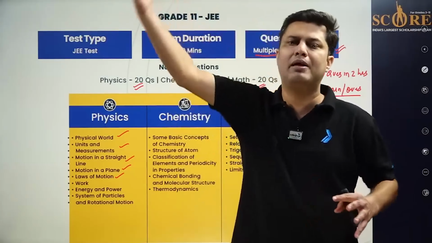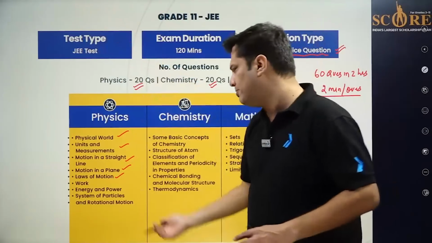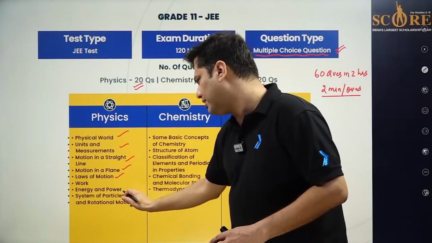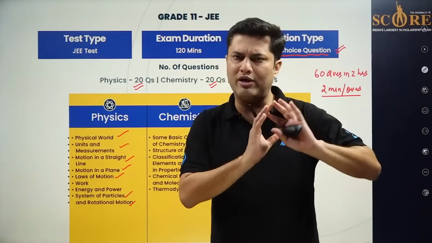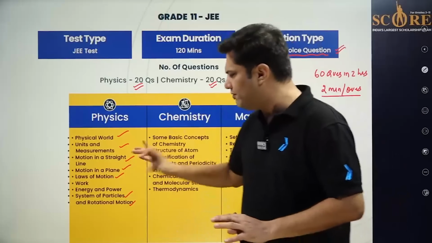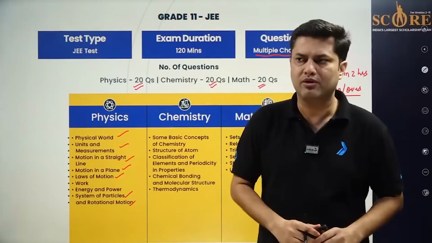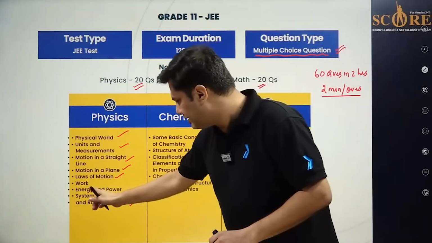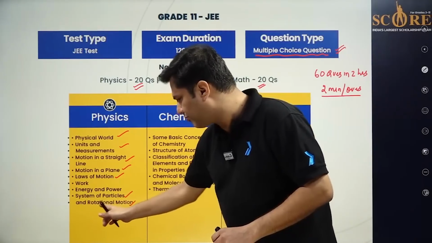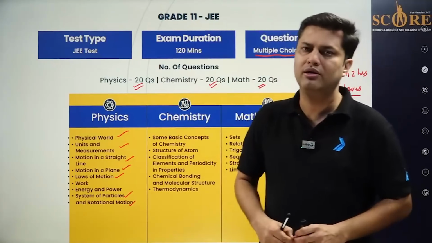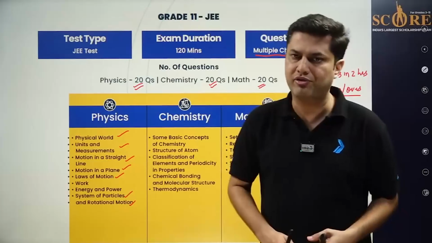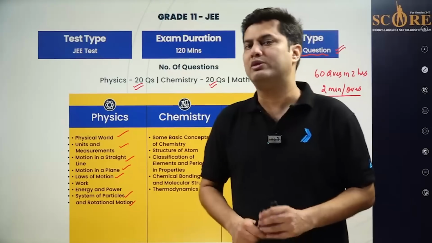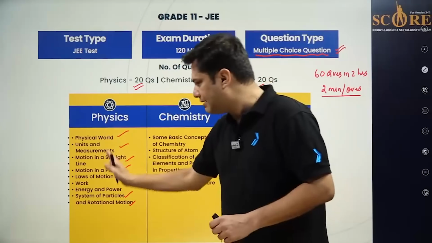By the time the paper arrives in September, I think you will be covering work, energy and power, and system of particles and rotation. In school also, coaching also, everywhere, I think we will finish these chapters. Work, energy, power, system of particles, rotational motion will be covered by the end of September or maybe early September, because you have your half-yearly exams in schools also. So yes, this is the syllabus for physics.